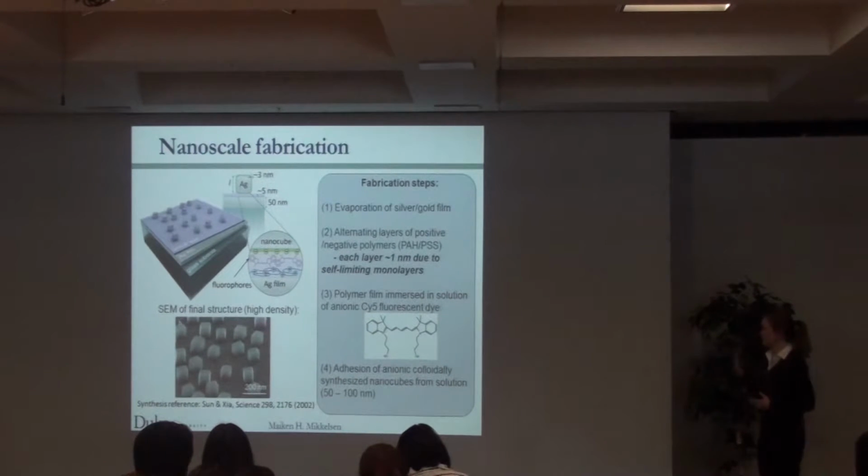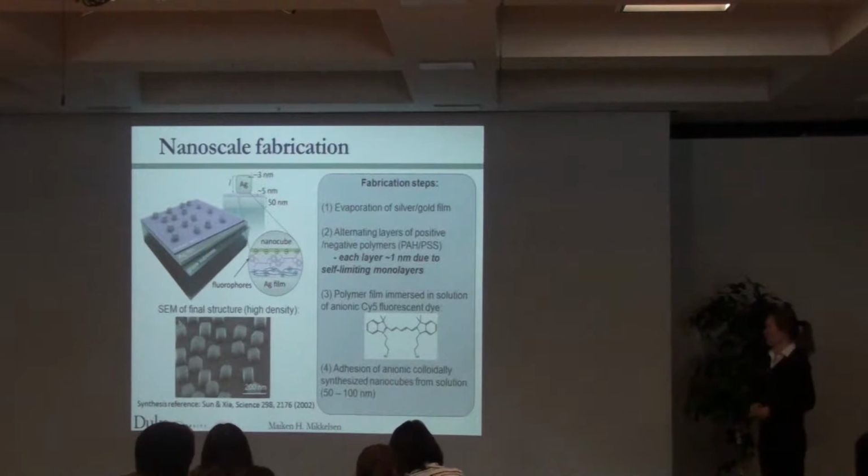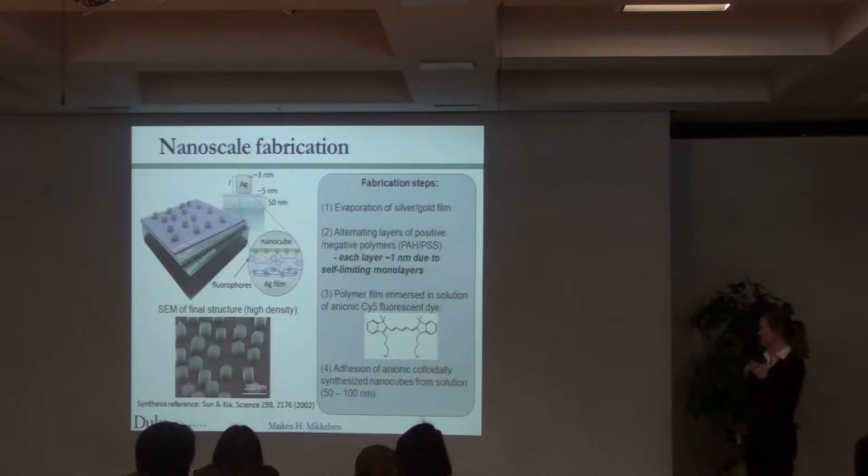And the technique that we use to fabricate this is just simple evaporation of silver or gold. Sometimes we actually use template stripped gold as well, just to have less roughness on our surface. Then we put down alternating layers of positive and negative polyelectrolyte polymers. We use PAH and PSS. These are self-limiting monolayers, so that goes down just a single monolayer, which is about 1 nanometer each.